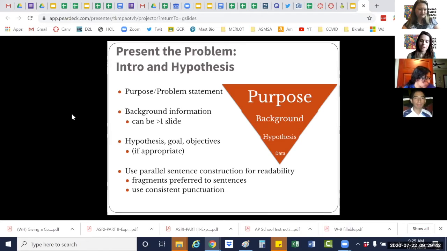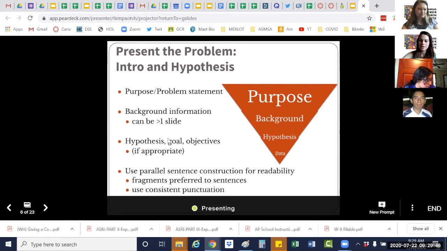And then I'm going to jump into my hypothesis or goal or objectives, depending on, some of you won't have a hypothesis. Some of you will have a goal to develop a new prosthetic design or to develop a wearable device, or objectives. You might have 2 or 3 different objectives that you're trying to accomplish within a project, or the paper might have a few objectives. But these are all going to come right after you give that background information.